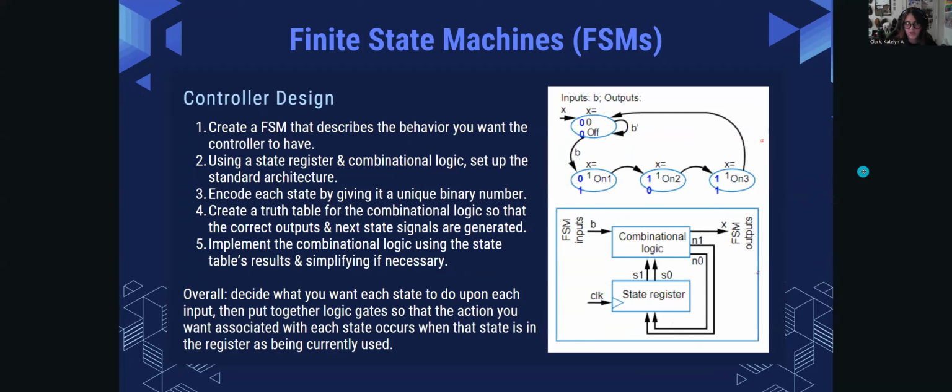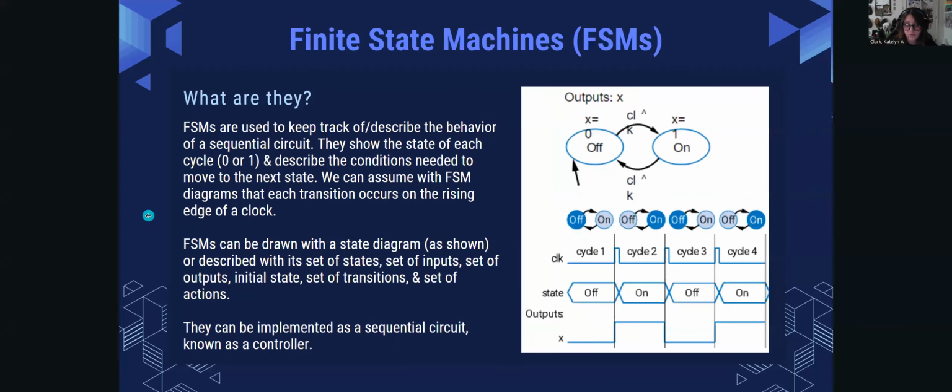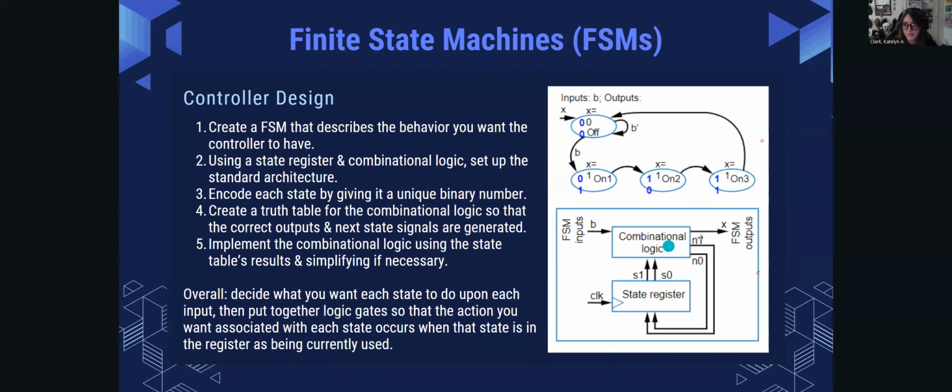And then to create a controller, what you want to do first is create the FSM that describes the behavior you want the controller to have. So you create this, the picture that helps you understand. You then use a state register and combinational logic. So you set it up like this. The register, that's going to be a register. Those exist in Logisim or whatever you're using, or you can make them with what we just talked about here.